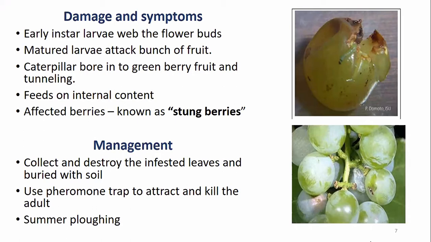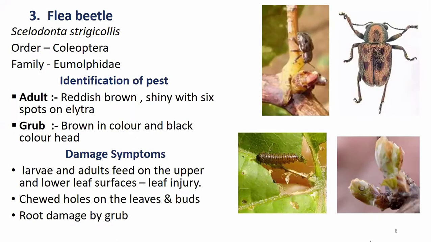Then third, the flea beetle, Altica, order Coleoptera, family Chrysomelidae. Identification of the pest: reddish brown and shiny with 6 spots on the elytra. Here you can see the 6 spots on the elytra. The grub is brown with a black head. Here you see the brown body surface and black head.